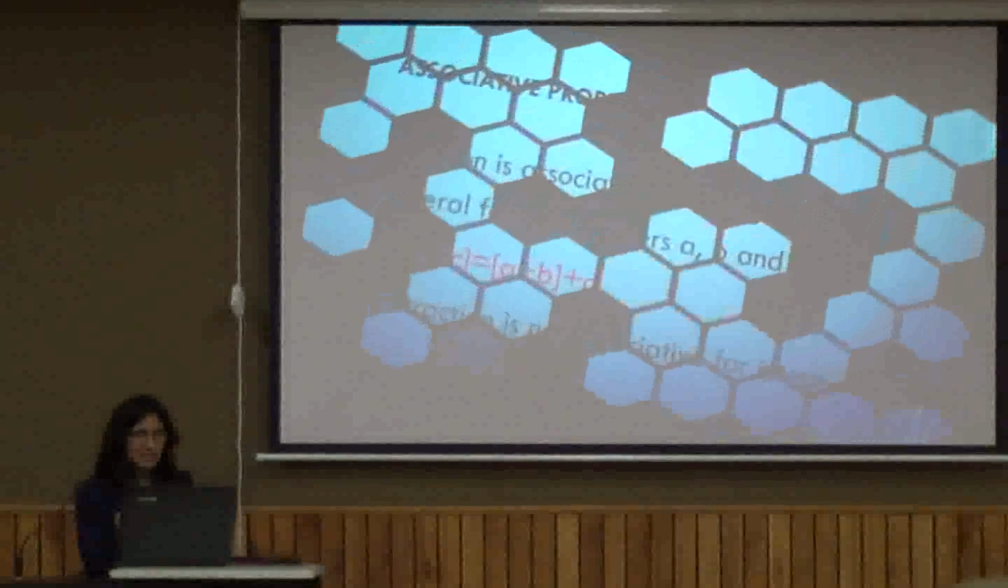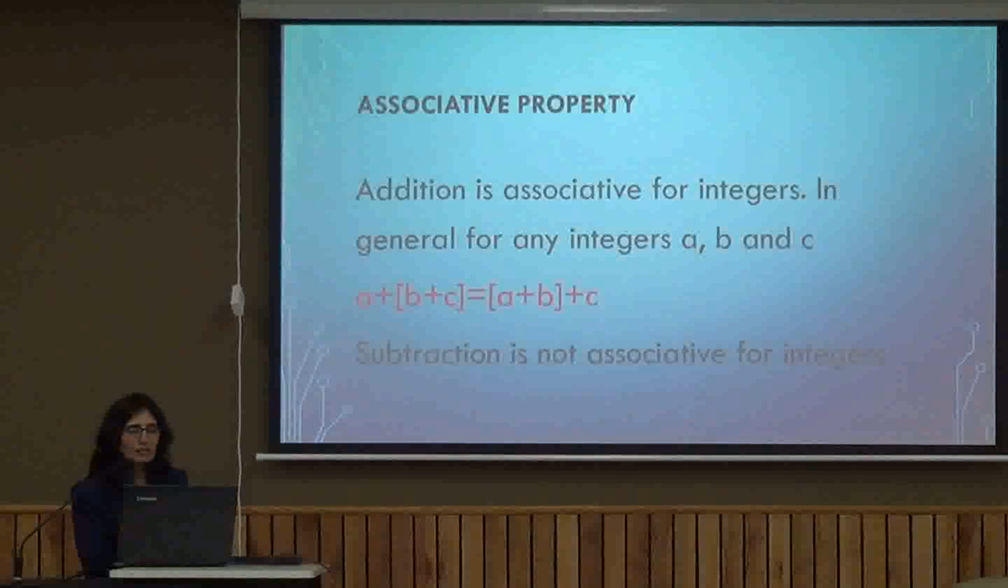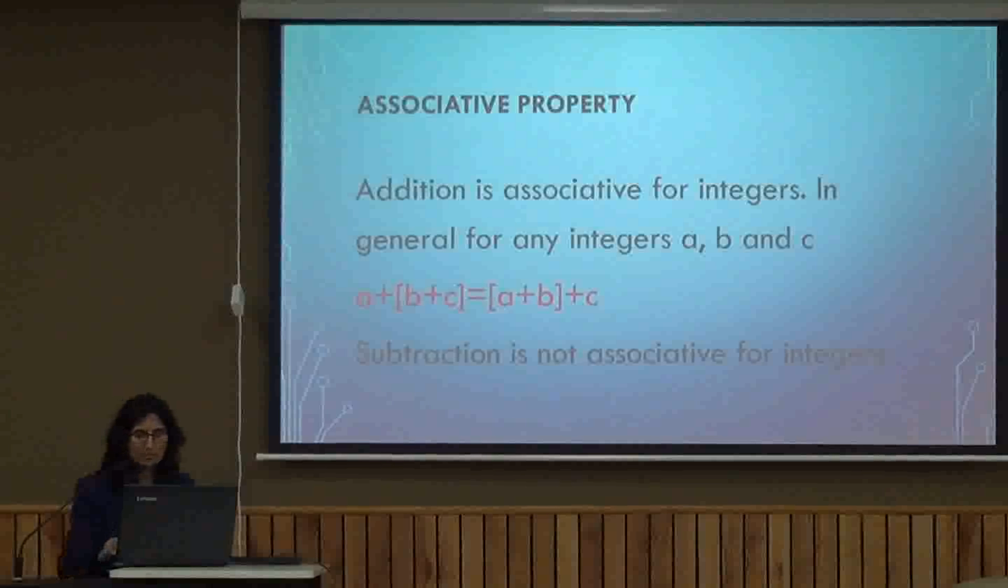The next property is associative property. So addition is associative for integers. In general, for any integers a, b and c, we can first add b plus c and the result is added to a. Or we can first add a and b and then the result is added to c. The answer will be the same. That means we can associate any two elements and then combine with the third one. As the subtraction is not commutative, therefore subtraction is not associative for integers.